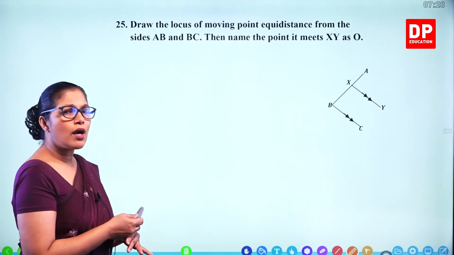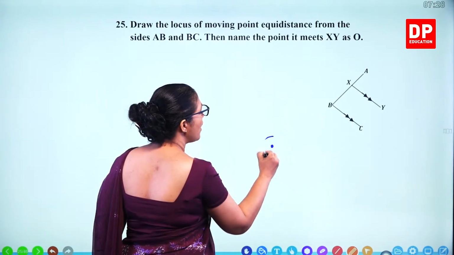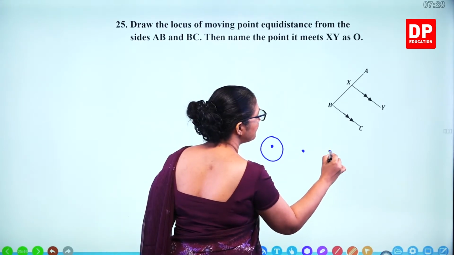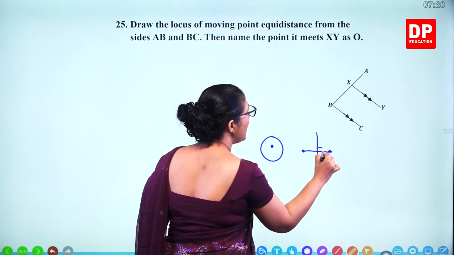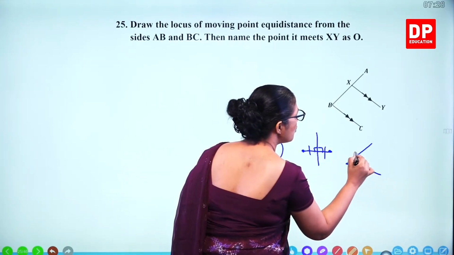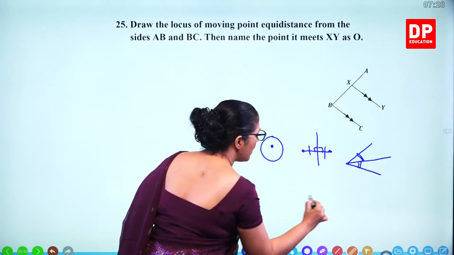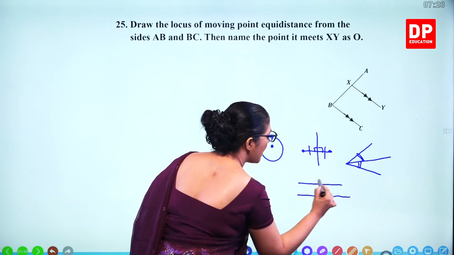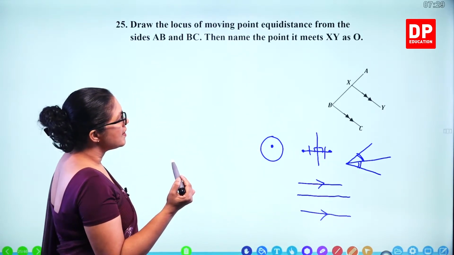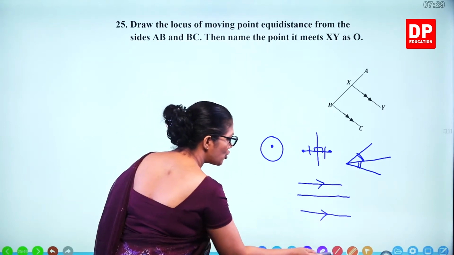So what are the loci points you need to know? Equidistance from a point is a circle. Equidistance from 2 points is the perpendicular bisector. Equidistance from 2 lines, that's the angle bisector. And equidistance from a straight line is parallel lines. So which one is that? Third one, angle bisector.